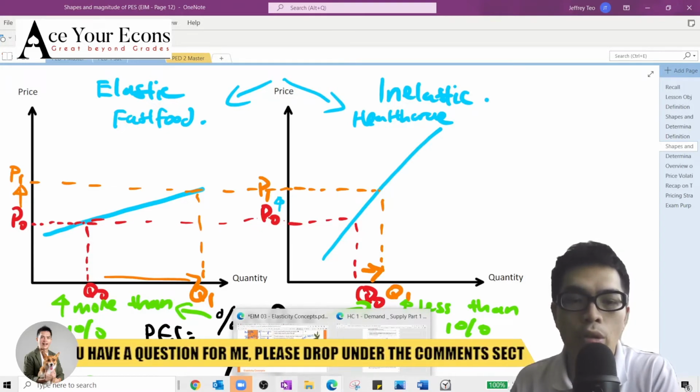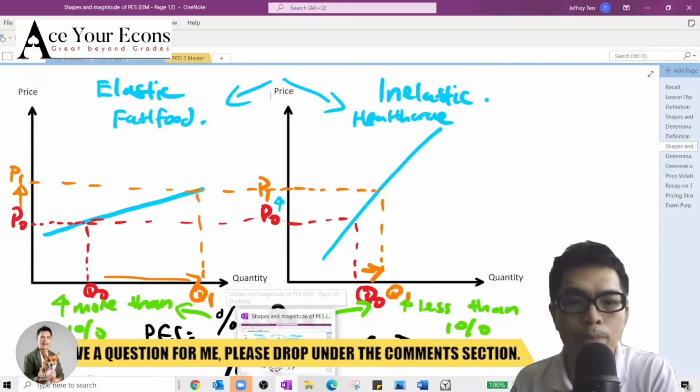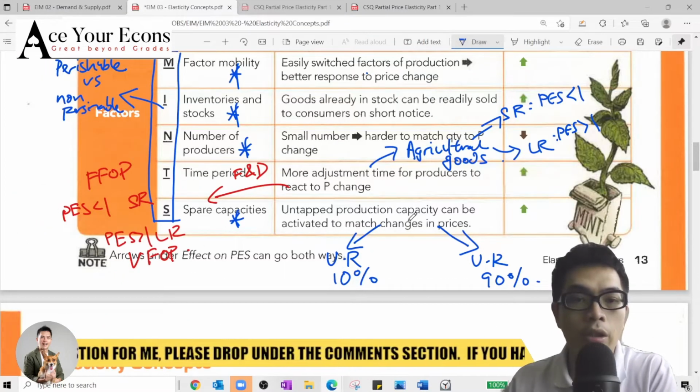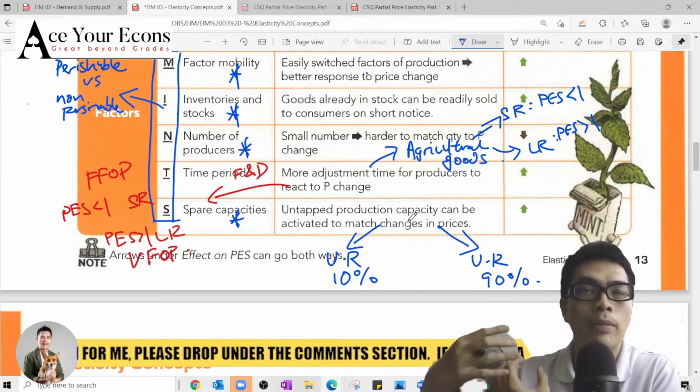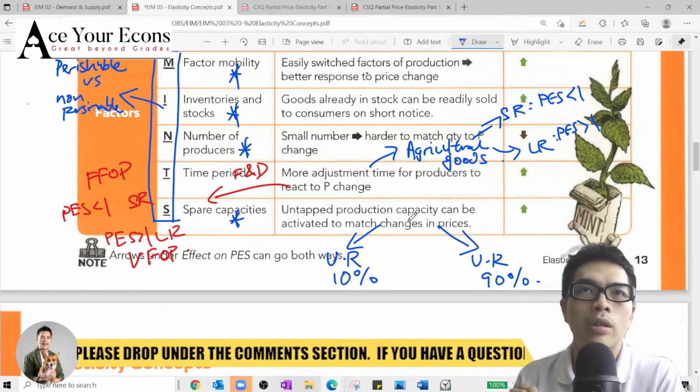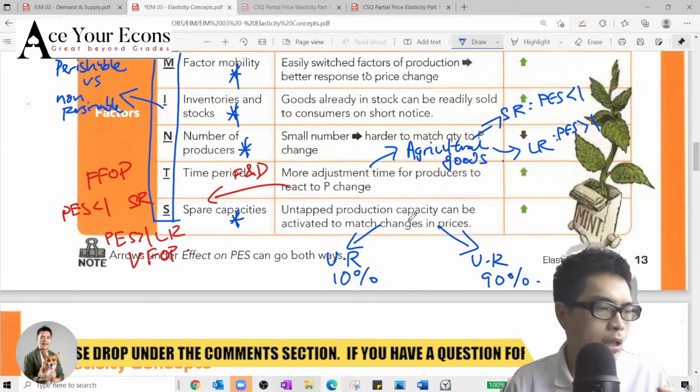So this is what I mean by PES being price elastic for spare capacity. If you have spare capacity, PES is going to be elastic. If you don't have spare capacity in your production, PES is going to be price inelastic. Clear?